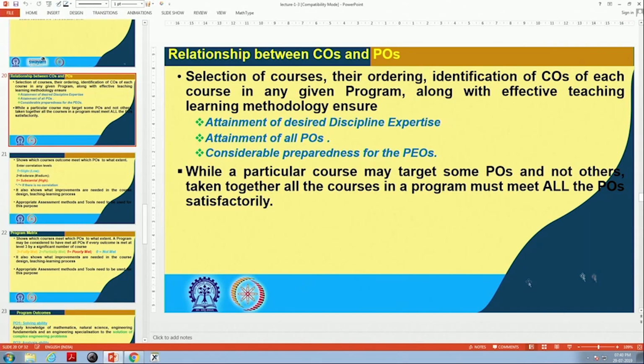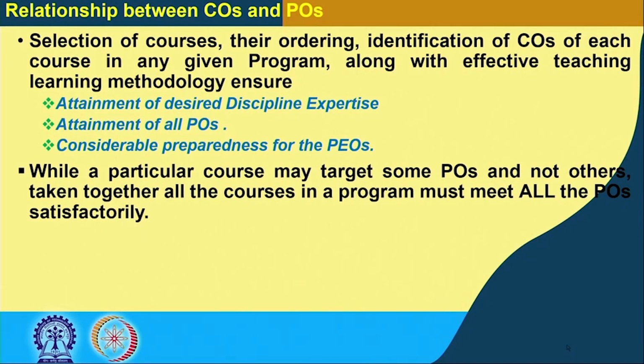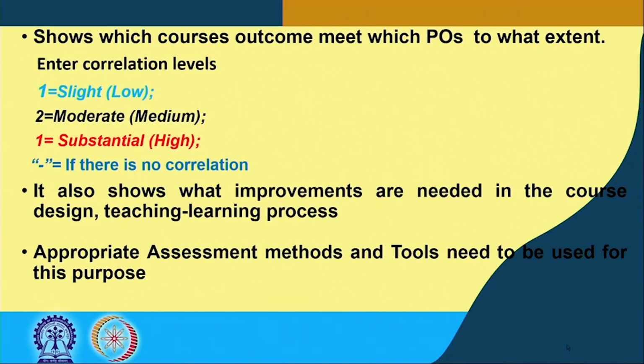So, the relationship between course outcome and program outcome. What I said, the course outcome and program outcome relationship, how do I establish the relationship? What is CO? CO says how the course outcome is related to program outcome. Do not see the slide first, let us go to here.